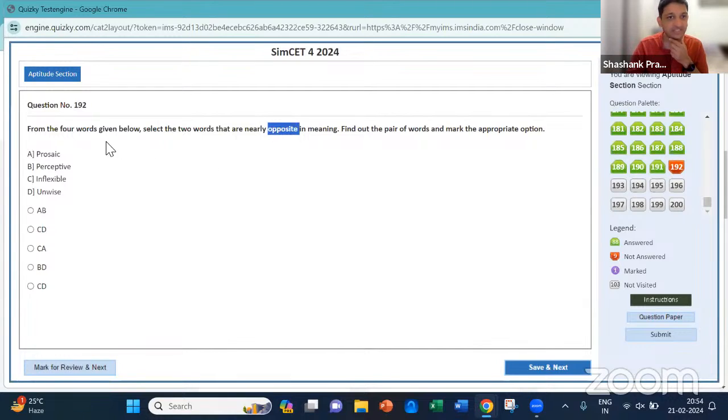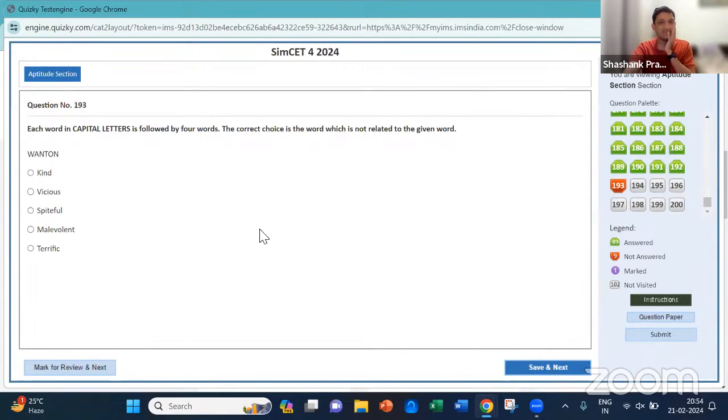Nearly opposite in meaning. Okay. Prosaic. I don't know what is prosaic. I forgot what is prosaic. Perceptive is someone with some perception. Inflexible is rigid. And unwise is not wise. So perceptive and unwise, B, D. I don't know about this. I'm not sure of prosaic.